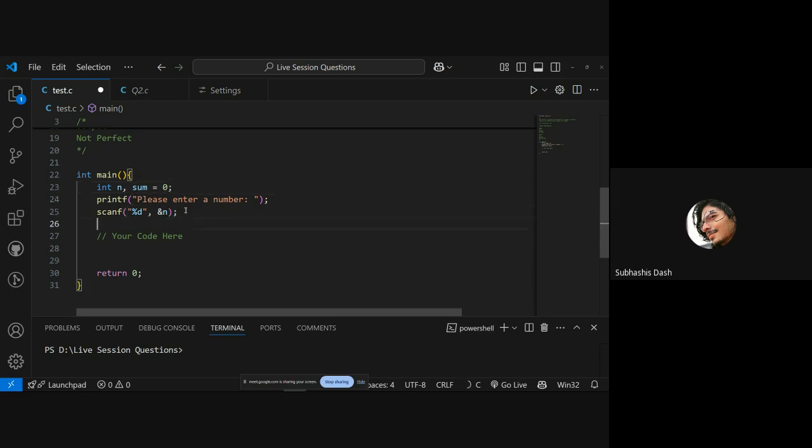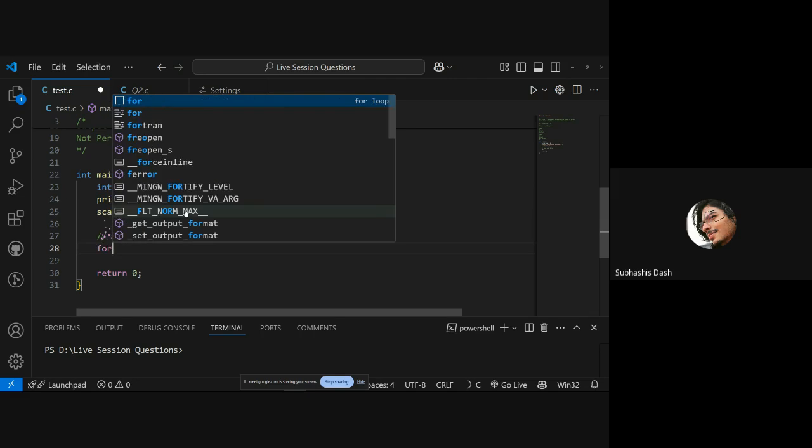So we have to find all the factors, right? So firstly, we'll need a for loop over here.